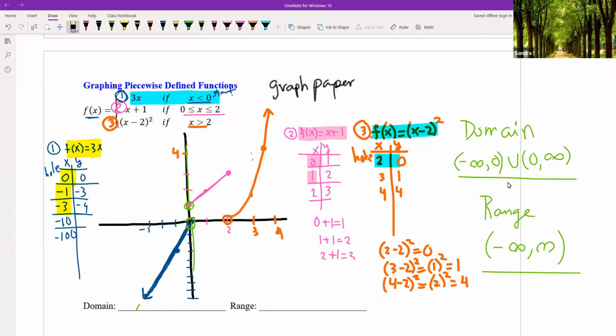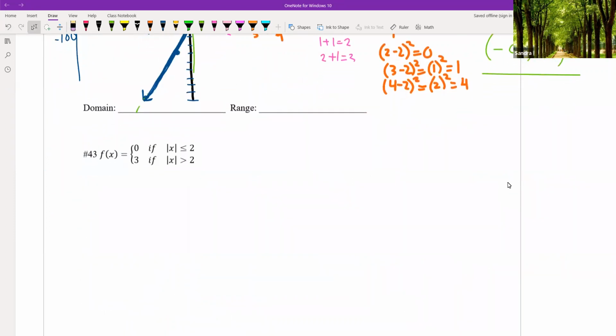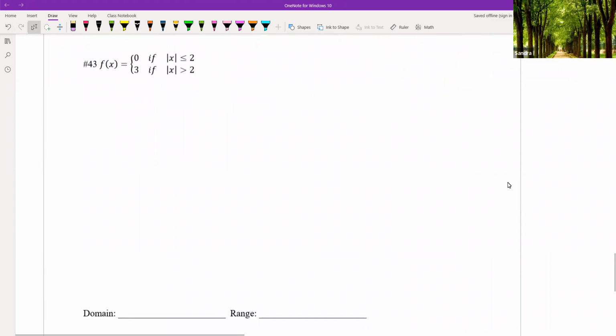Most of the time, students do struggle with the graphs and so on, but hopefully you guys will be okay. Let's go ahead and do one more. This will be the last one for this section. So then we have this. We have two different pieces of the graph. I have one piece, f of x is equal to 0 if the absolute value of x is less than or equal to 2. But what that means is that x is between -2 and 2.